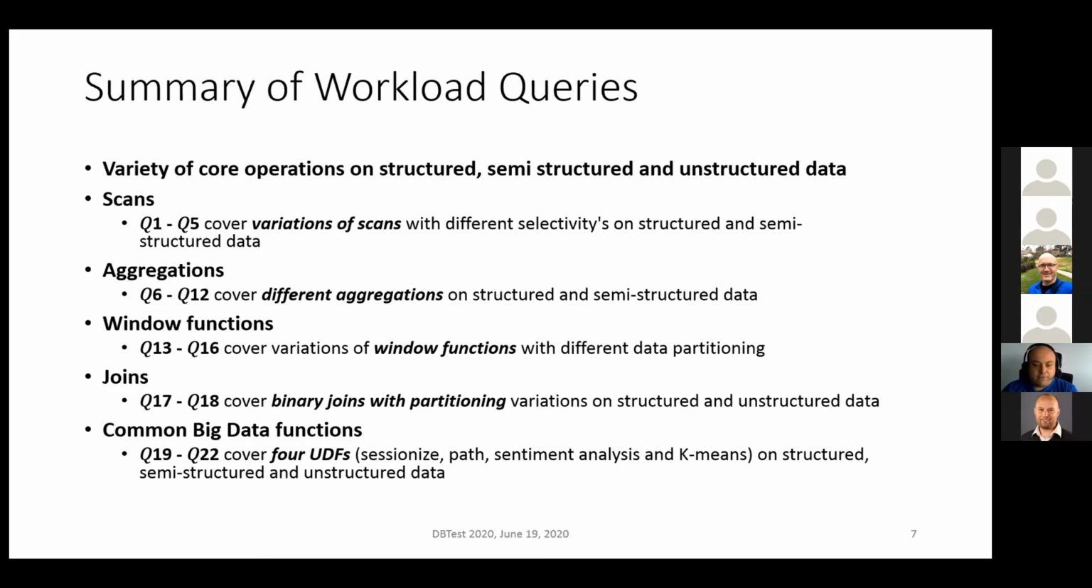Currently we have defined 4. These are the 4 which were also initially in BigBench: sessionize, path, sentiment analysis, and k-means. And they were again on the 3 different data types.